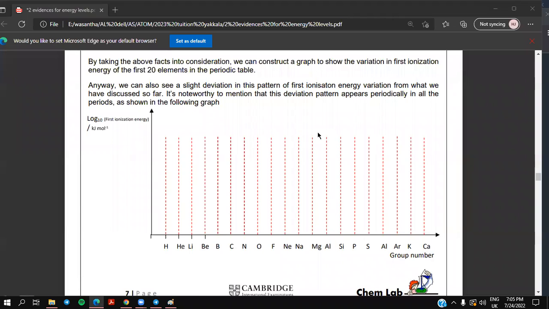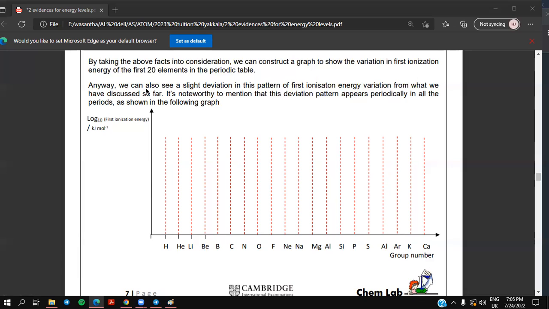Taking the idea of shielding effect and effective nuclear charge, we can show different ionization energy values of different elements in different periods and groups in graphs. So, by taking the above facts into consideration, we can construct a graph to show the variation in first ionization energy of the first 20 elements in the periodic table.